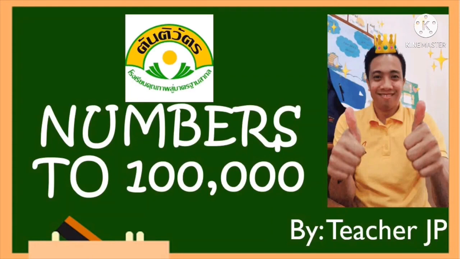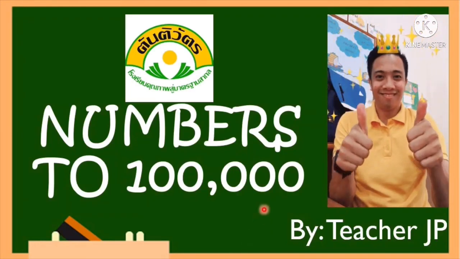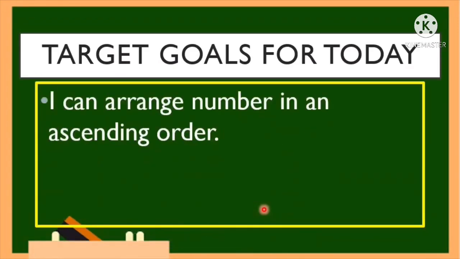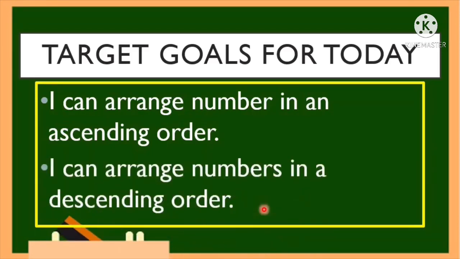First, I can arrange numbers in an ascending order. I can arrange numbers in a descending order. Again, I can arrange numbers in an ascending order. I can arrange numbers in a descending order. These two target goals for today is you need to perform after the discussion.